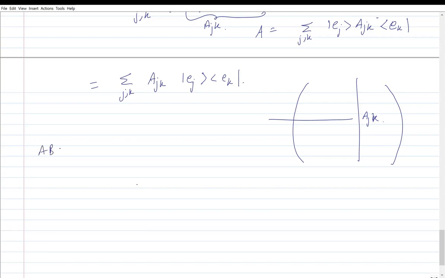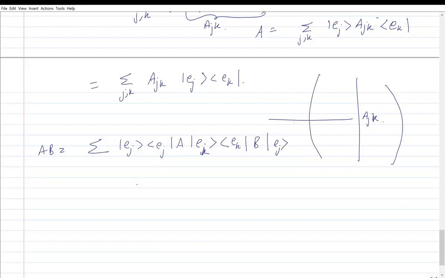Similarly, the matrix multiplication, how does it look like? Well, again I'll have to insert the identity a multiple number of times. Let me insert it over here, a. Then let me insert one identity between a and b. I'll use another index, and then I'll use another identity, L.